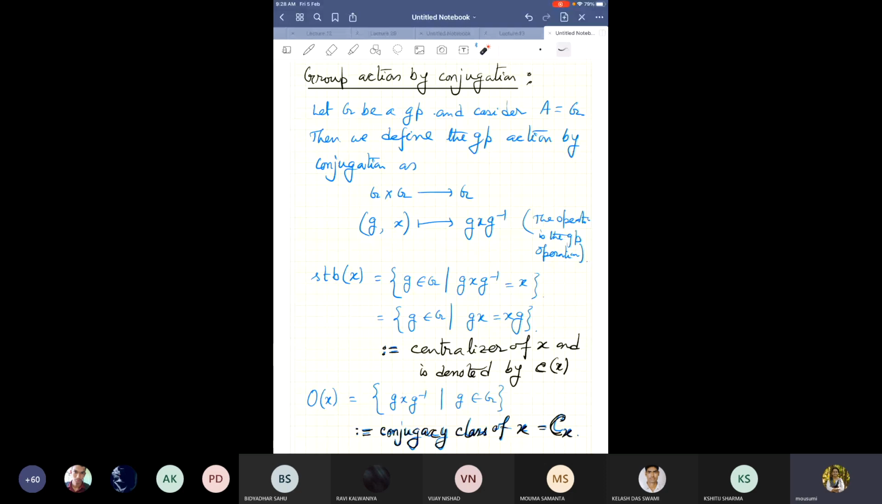Is this fine? So now what do we know? We know that the orbits give you a partition of the set, right? So here the set is the group itself. That means the conjugacy classes give you a partition of the group.